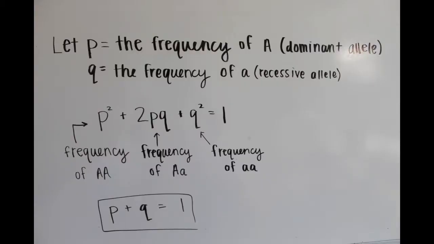In all Hardy-Weinberg equilibrium equations, p equals the frequency of the dominant allele and q equals the frequency of the recessive allele. p squared is the frequency of the homozygous dominant, 2pq is the frequency of the heterozygous, and q squared is the frequency of the homozygous recessive.